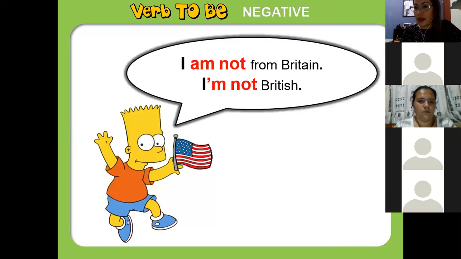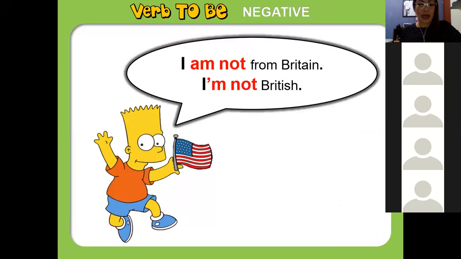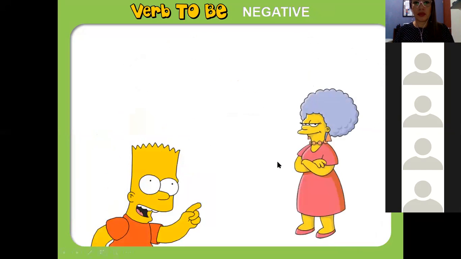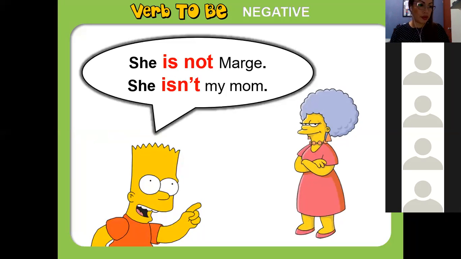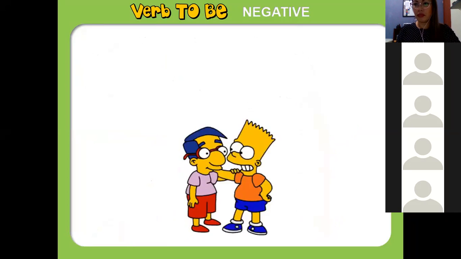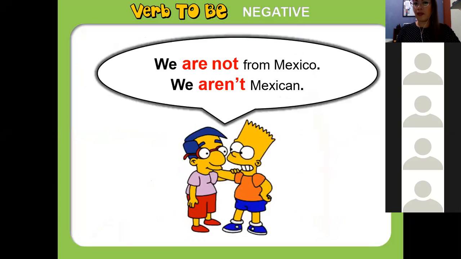Para hacer oraciones negativas, vamos a usar not. Siempre después del verbo to be. Vamos a repetir estas. Hagamos este ejercicio. Repitamos. I am not from Britain. I'm not British. It's not Marge. She's not Marge. She isn't my mom. We are not from Mexico. We are not Mexican.